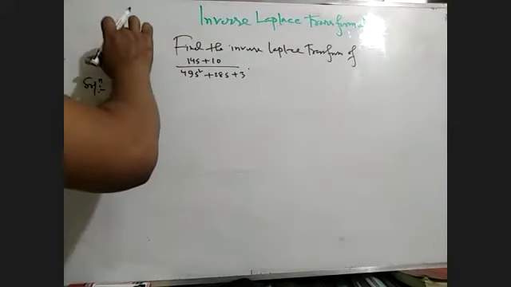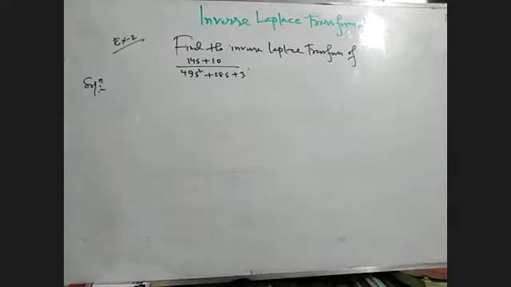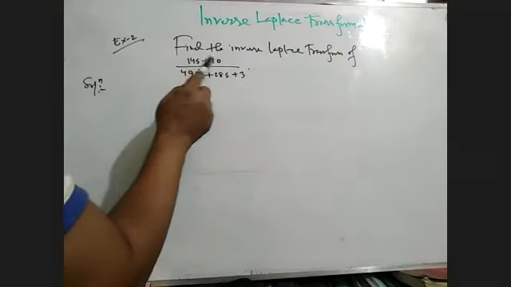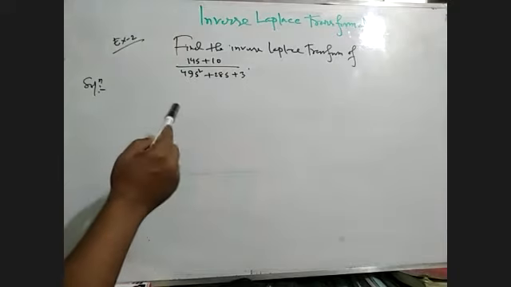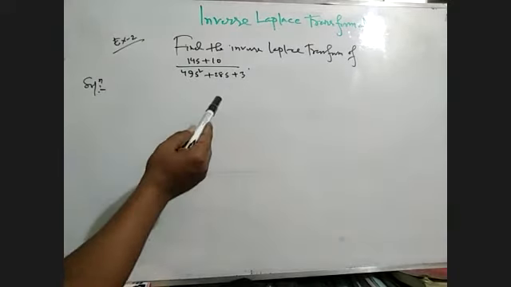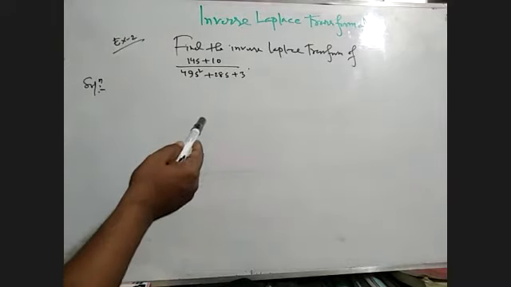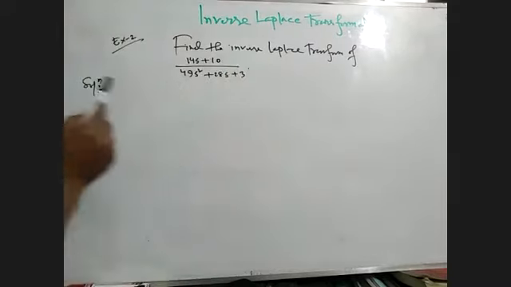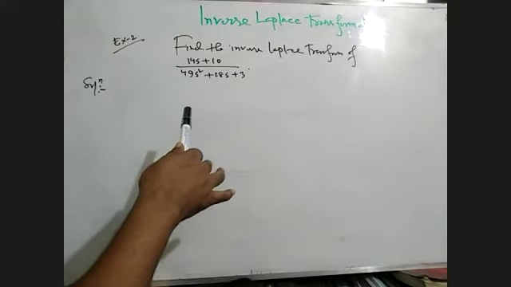Okay, now another example, example 2. Find the inverse Laplace transformation of 14s plus 10 divided by 49s square plus 28s plus 13. Actually, s is the parameter of the transformed function, so we have to find the original function. Inverse Laplace transformation means the inverse of this equals the original function. That means the function will be in t, the independent variable will be t.